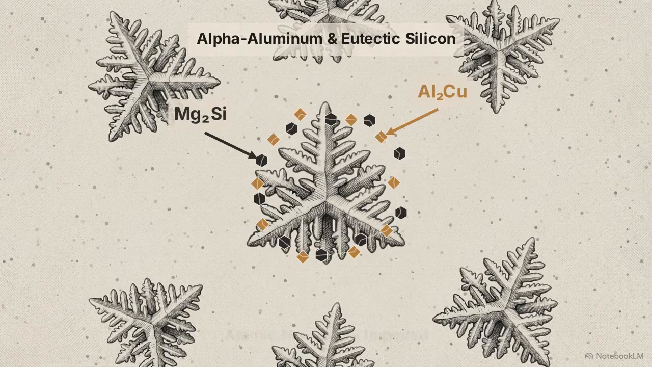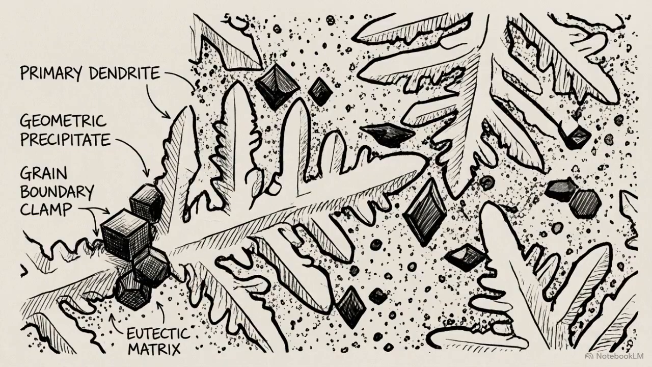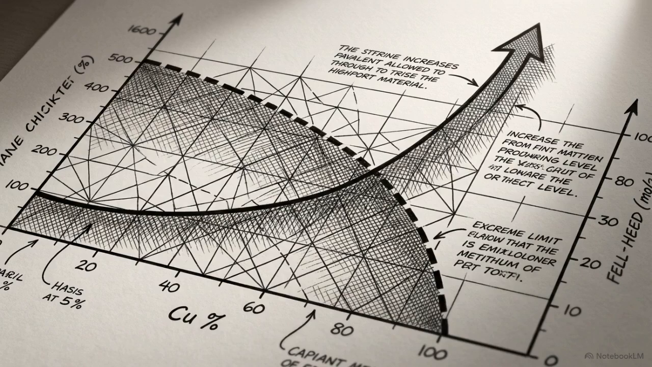These elements form microscopic phases, specifically aluminum-copper and magnesium silicide. These hard precipitates lock into the boundaries between the dendrites and the eutectic filler, restricting microscopic movement and raising the part's overall tensile strength. This chart shows the compromises introduced by copper.